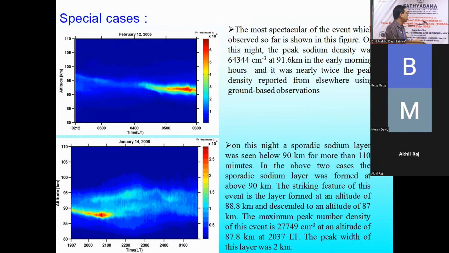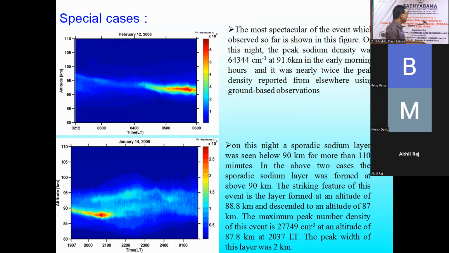One is February 12th. It is the most significant day. Why? Because throughout our observations, it is the major event. On February 12th, we observed a larger amount of sodium, more than 64,000 atoms per cubic centimeter, throughout the observations.